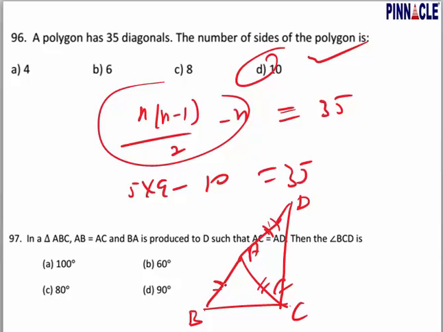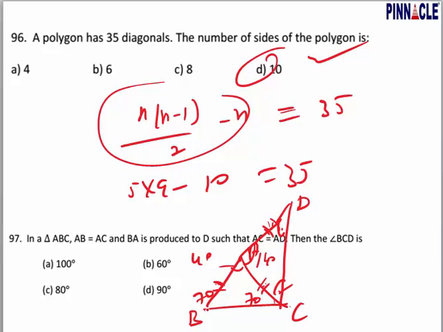Now put the value, you can put 70 degrees. If this is 70, then this would be 70 because AB and AC are equal. Then this would be 40, and if this is 40 then this would be 140 because this is a straight line. If this is 140 and these are equal, then this would be 20 and this would be 20, because 20 plus 20 is 40, and 40 plus 140 is 180.